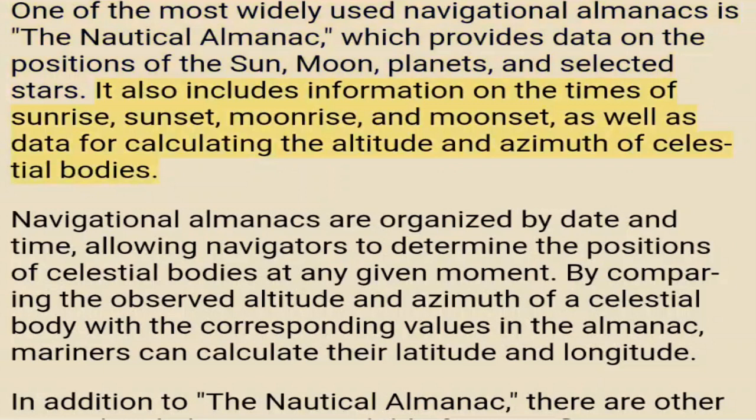It also includes information on the times of sunrise, sunset, moonrise, and moonset, as well as data for calculating the altitude and azimuth of celestial bodies. Navigational almanacs are organized by date and time, allowing navigators to determine the positions of celestial bodies at any given moment. By comparing the observed altitude and azimuth of a celestial body with the corresponding values in the almanac, mariners can calculate their latitude and longitude.